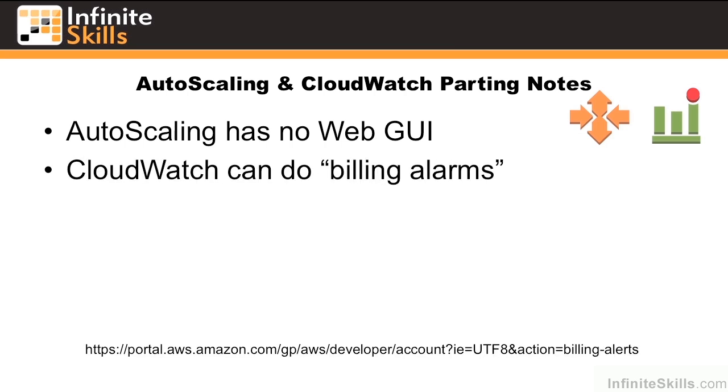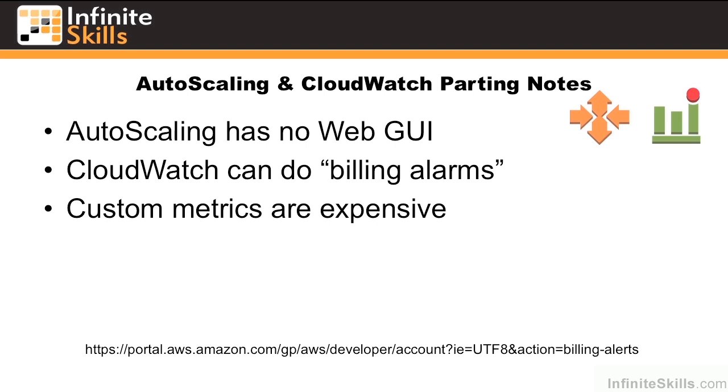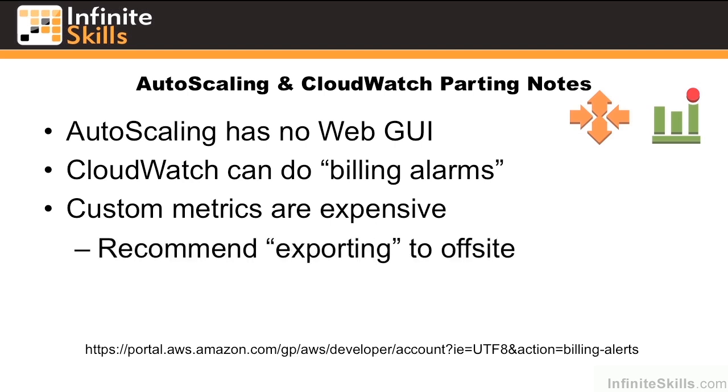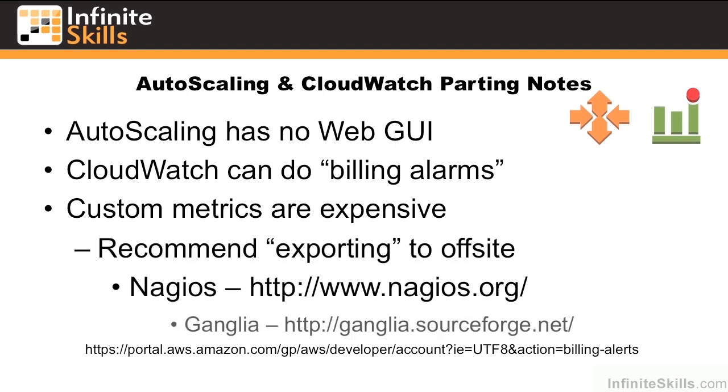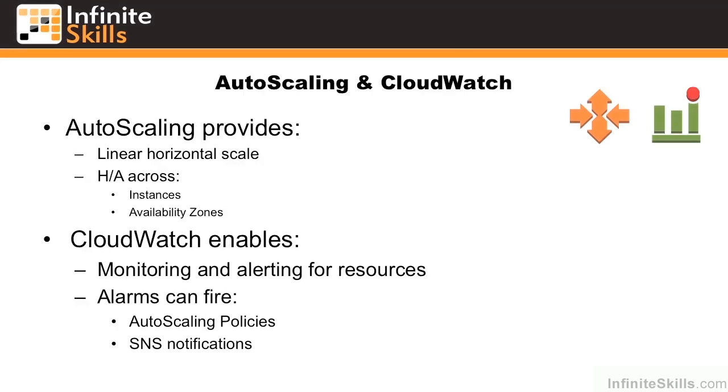CloudWatch can also do billing alarms, and we highly recommend that you go into this URL and set up a billing alarm. In our case, we set an alarm so that we're notified via email when our AWS bill goes over $10. Custom metrics are very expensive, and we recommend exporting these metrics to offsite into your own Nagios or Ganglia. That was a quick overview of AutoScaling and CloudWatch, but at this time you should have a firm understanding of all of these concepts.